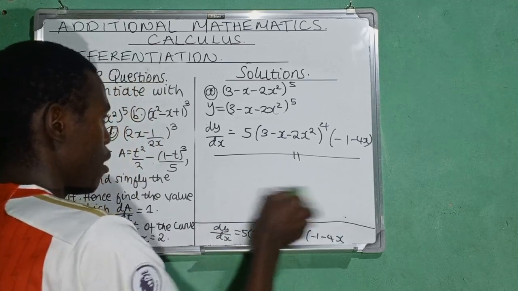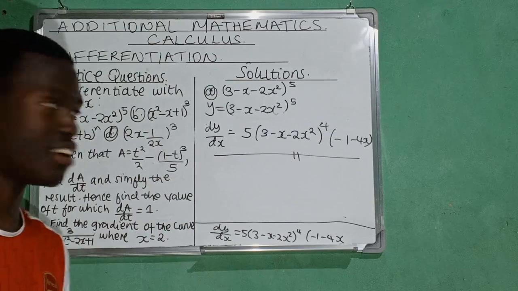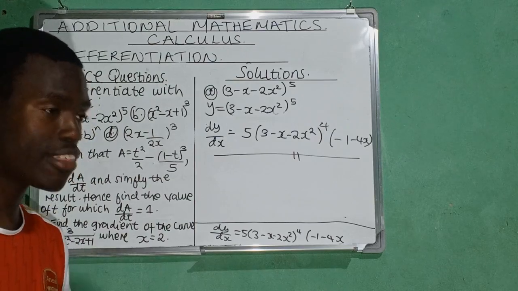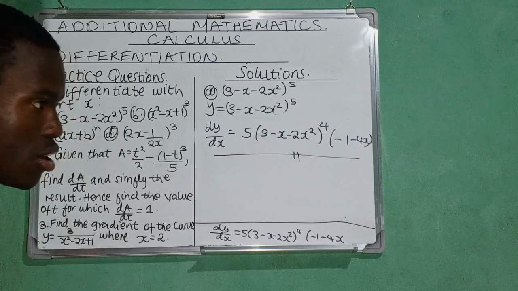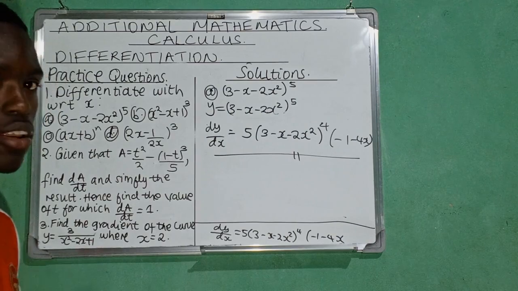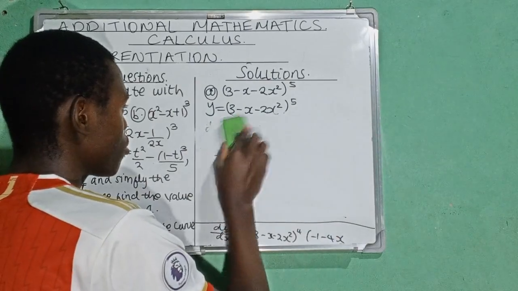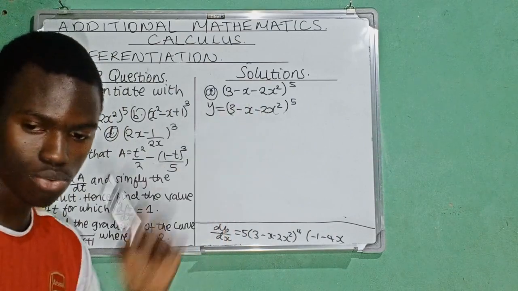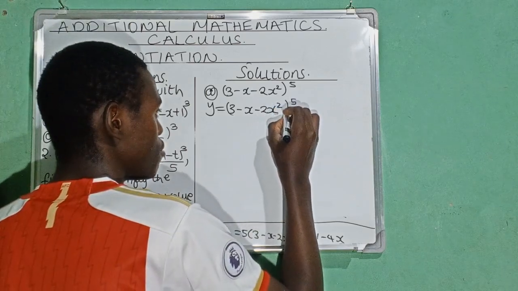Okay. Due to the length of videos, I'm going to end it here. I'm going to answer using the other method, and then I'll end the video there, alright? Because if the videos are long, people will not have the attention span to actually understand what is happening. Okay, so this is the question right there. y is equal to 3 minus x minus 2x squared raised to the power 5. Everything is being raised to the power 5.